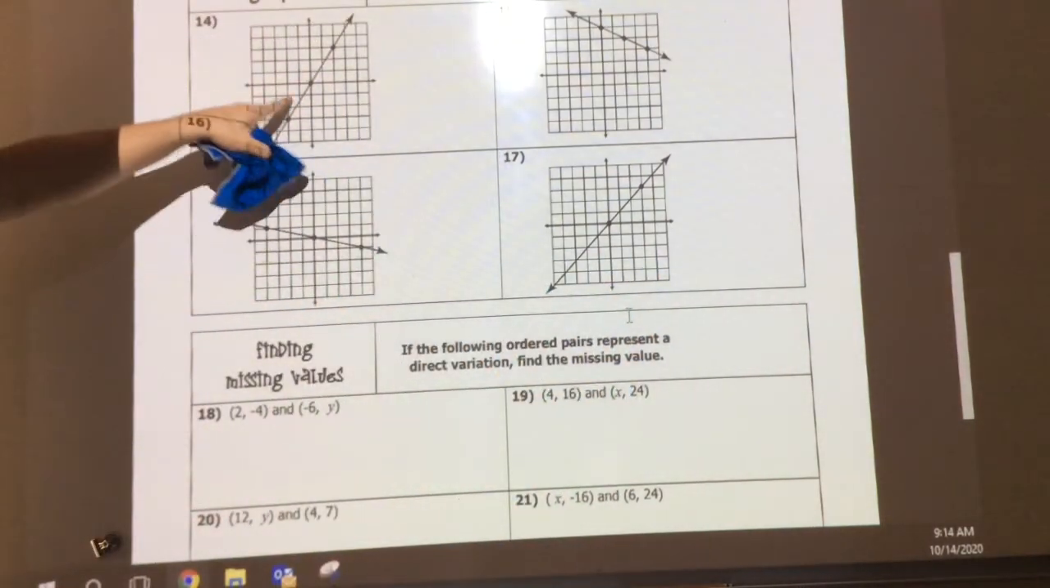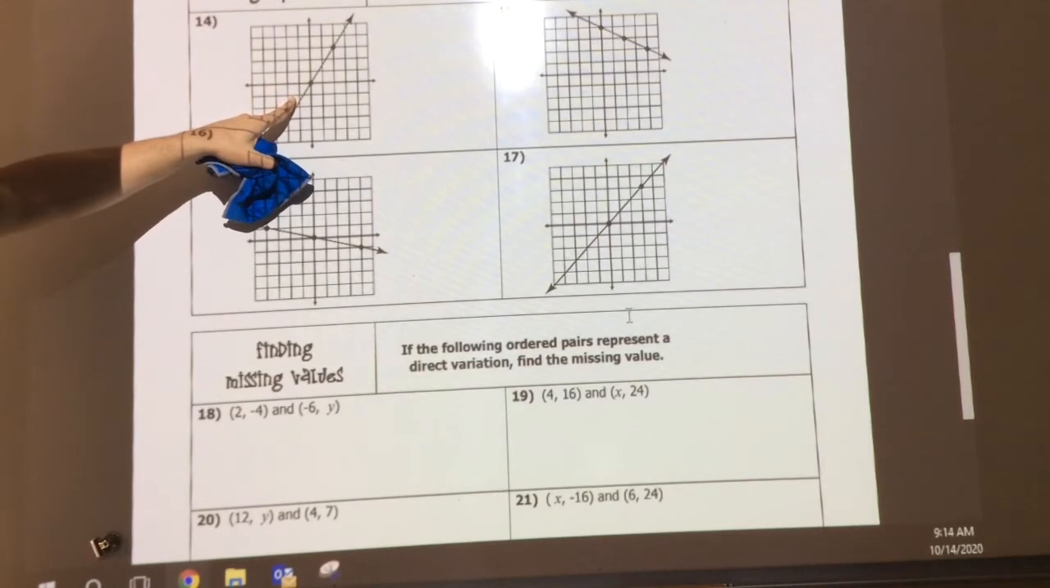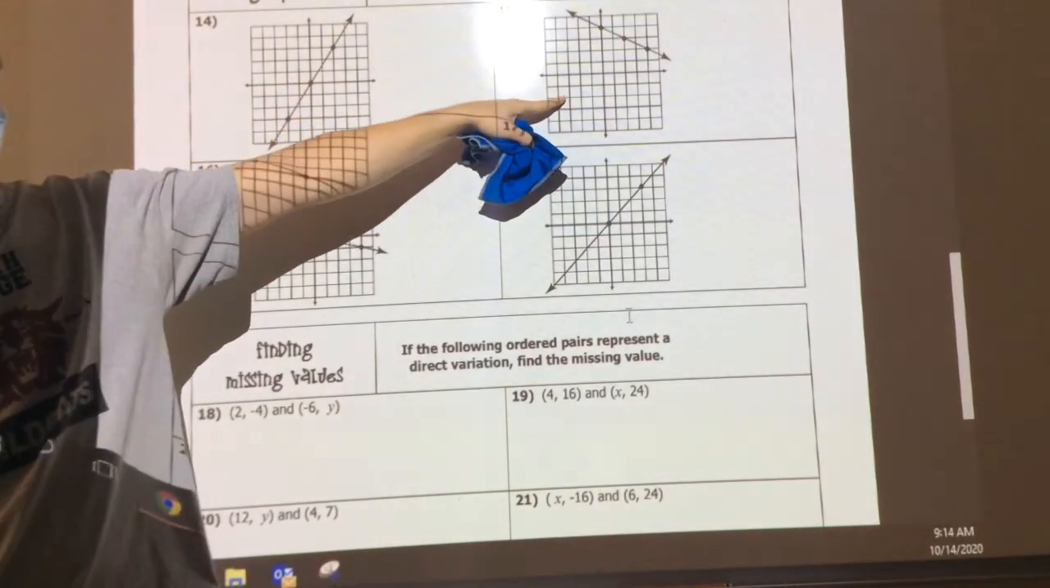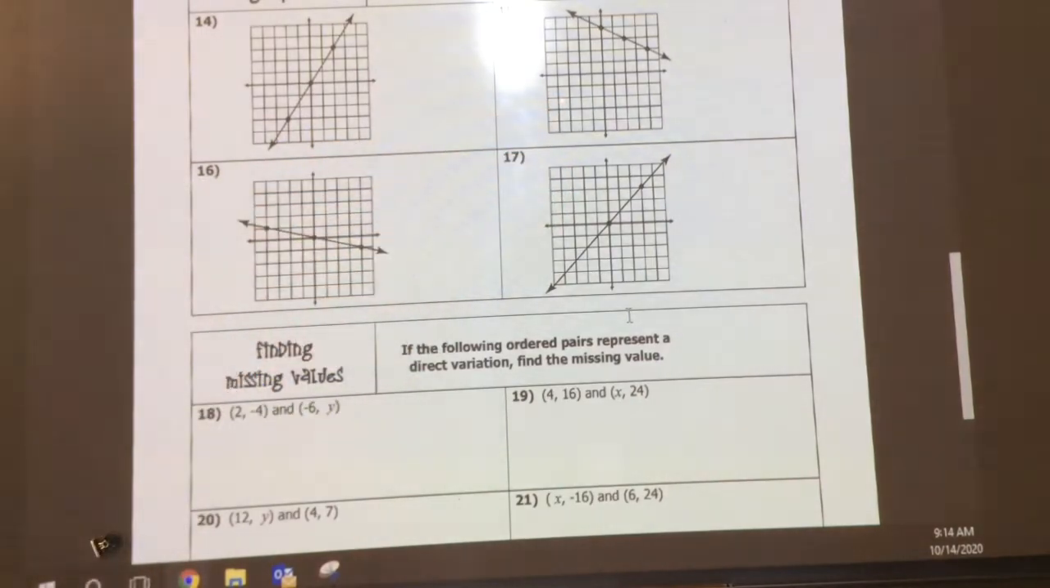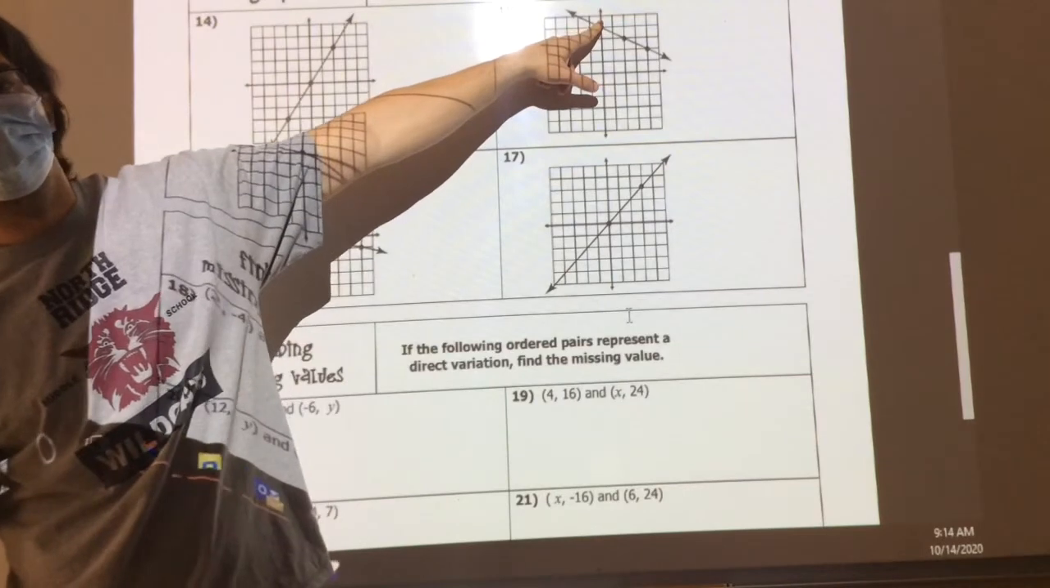Colin, does this go through the origin? Yes. So does it have direct variation? Yes, it does. Ben, does this go through the origin? No. So does it have direct variation? No. Because by not going through the origin, what does it have? A y-intercept.